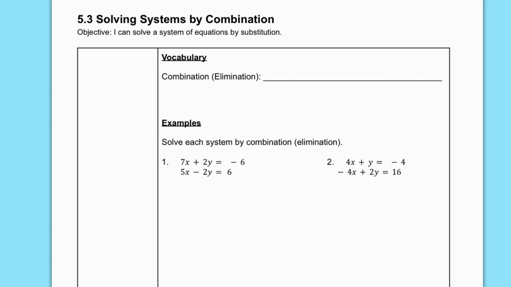And now we're going to look at a second way on how we can solve systems algebraically, so using our math. This way is called solving systems by combination, but it's also called elimination. So you'll hear it used both ways, combination or elimination. Either way you want to call it, what we're doing is we're going to add our equations together. And when we do that, our goal is to cancel out a variable.